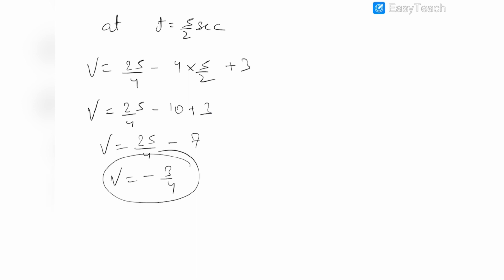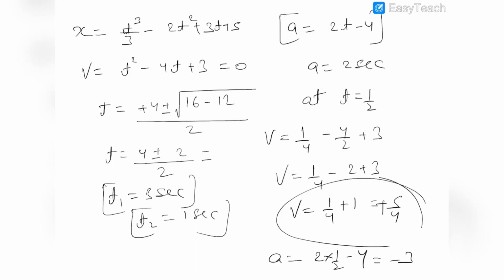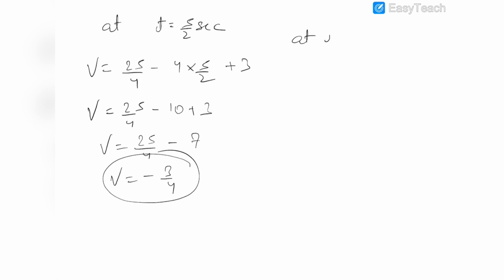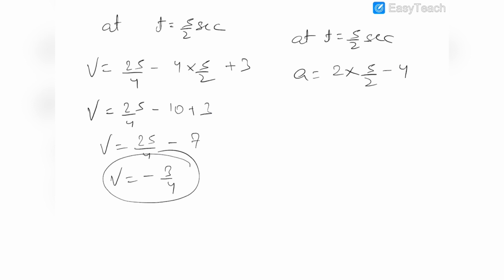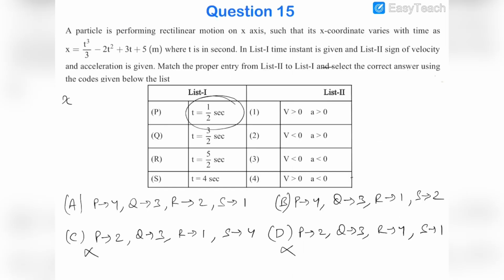And a is 2t minus 4. So at t is equal to 5 by 2 seconds, a is equal to 2 into 5 by 2 minus 4. So it is equal to plus 1. So v is negative and a is positive, which means that option R has v negative and a positive, which is matching 2. So the correct answer would be option A.